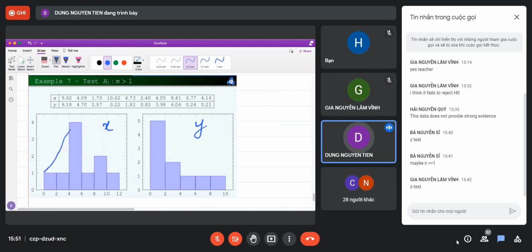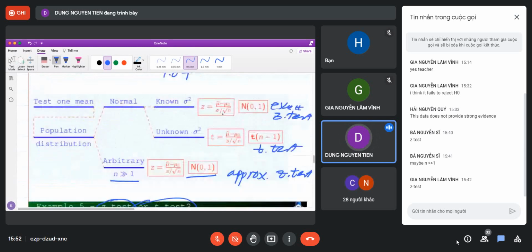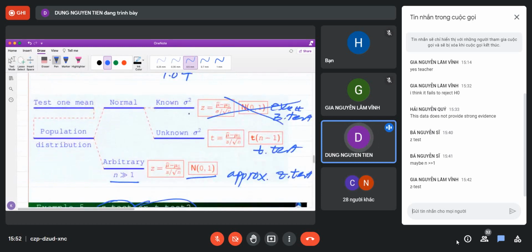For the first case, the distribution is normal, right? And you don't know the population standard deviation, so you can use t-test for this one. For the second case, the distribution is not normal, right? Therefore, you cannot use this one, because you need to know that the distribution is normal. So you cannot use the second case either.